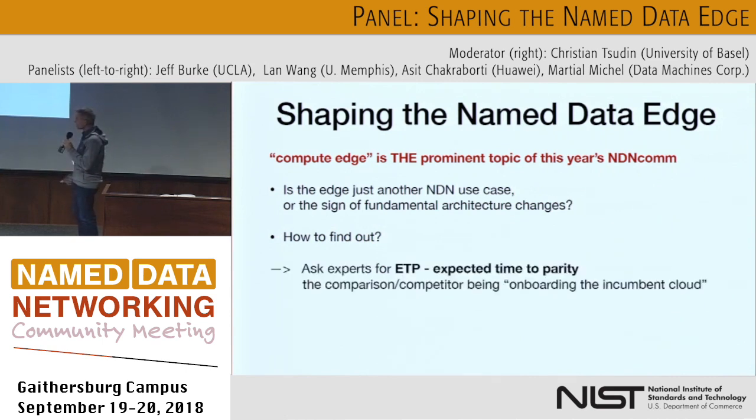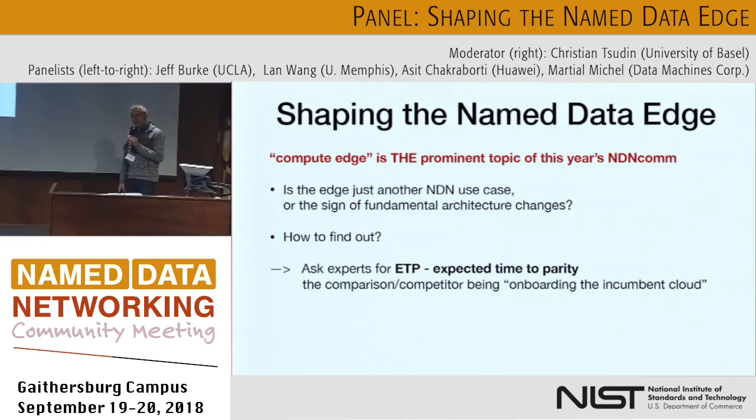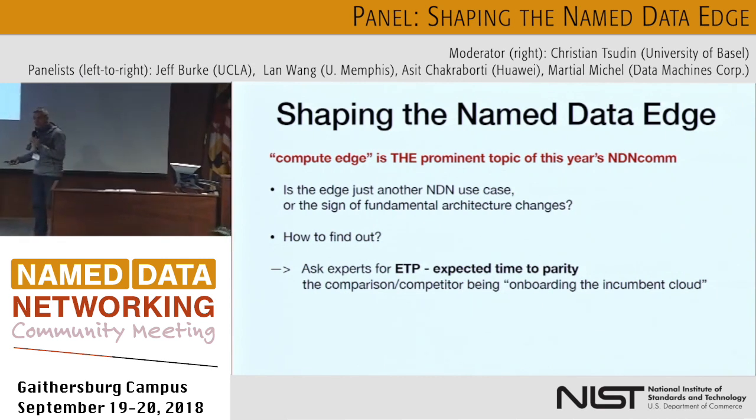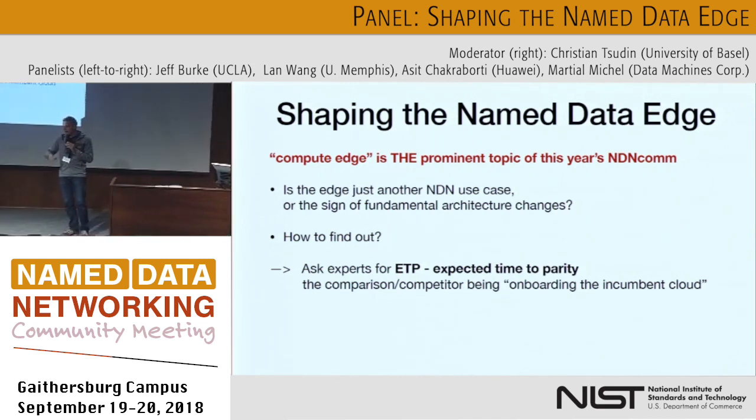Well, we asked the experts, and that was the approach. We asked them, what is the expected time to parity? Time to parity because we have an existing cloud. People can take the internet, they go to any of the cloud providers, they stitch things together. We have working groups on edge computing that exist. And now NDN says, well, we have edge compute also. We would like to see how they compare to each other. One possible metric is how easy it is to onboard if you want to do NDN and edge. So that was the setup of the panel.